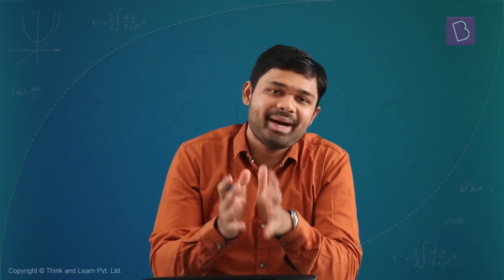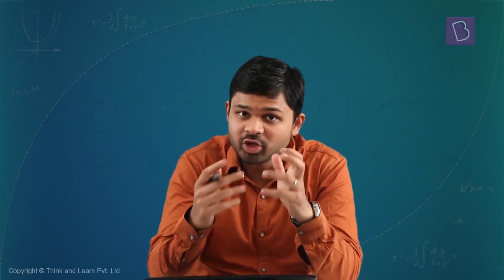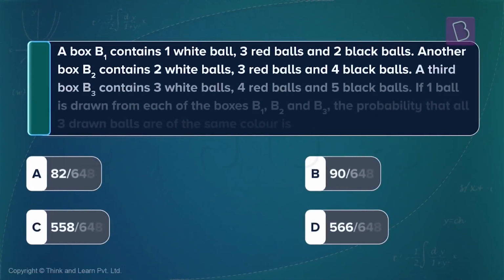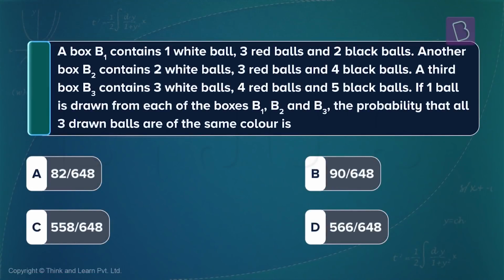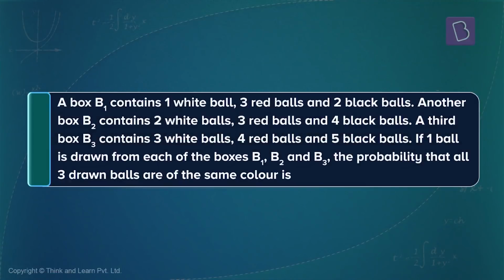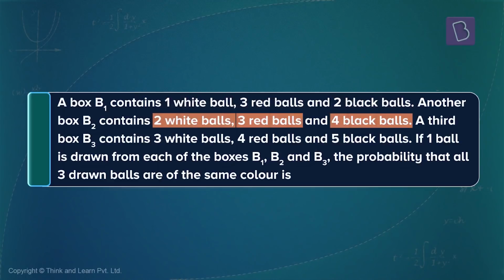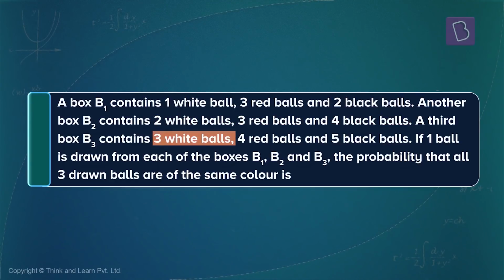Next, we're going to look at a passage type of question. So there's a passage given and two questions follow. The passage has this particular information here. We have three boxes, B1, B2 and B3, and these three boxes have different numbers of white, red and black balls. So box 1 has 1 white, 2 black and 3 red balls, a total of 6 balls there. Box 2 has 2 whites, 3 reds and 4 black balls, a total of 9 balls there. And box 3 has 3 whites, 4 red and 5 black balls, a total of 12 balls there.